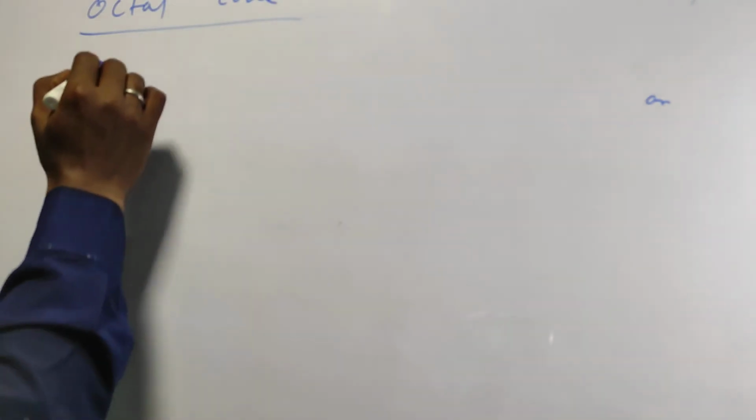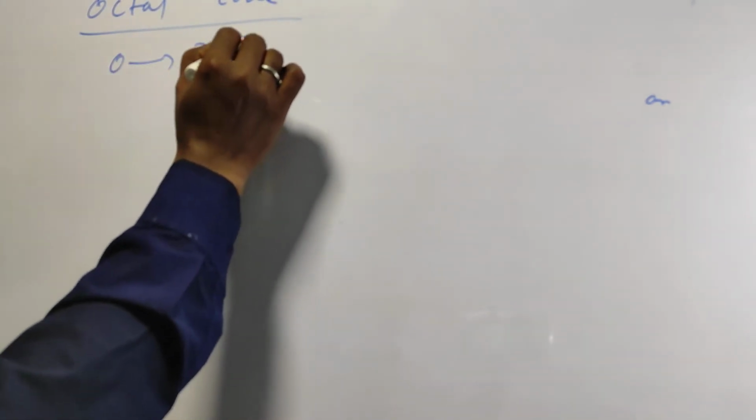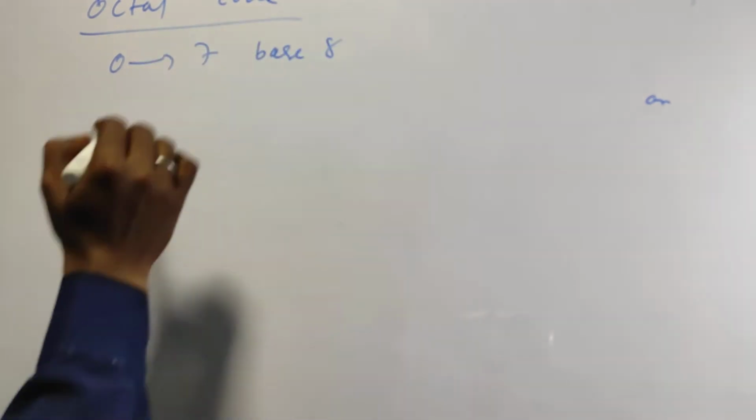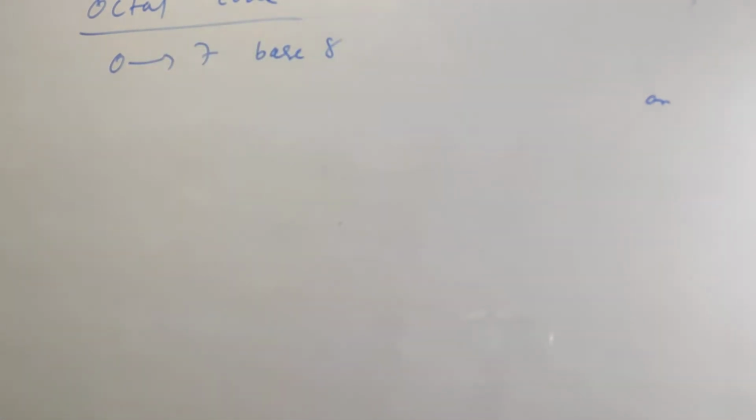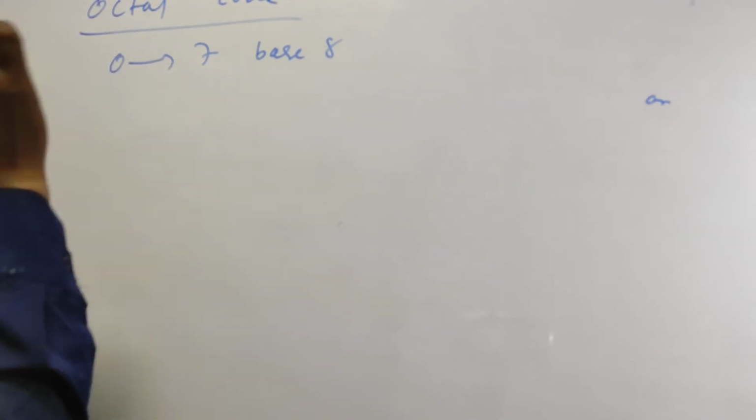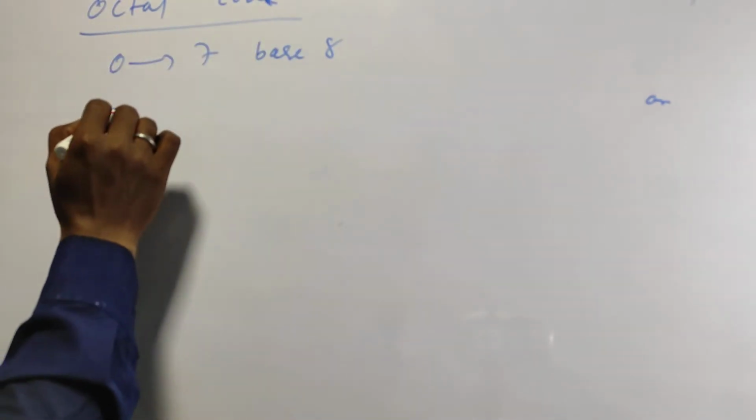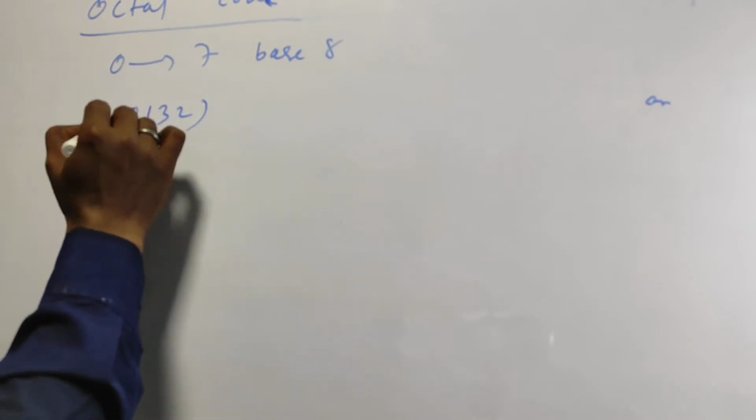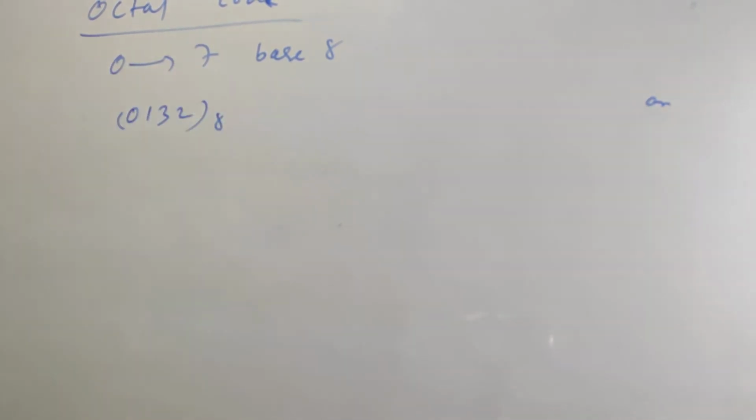Then octal code. Octal code starts from 0 to 7 and the base is 8. How can we generate octal code? 0 1 2 3, we can write 0 to 7. This is octal code.